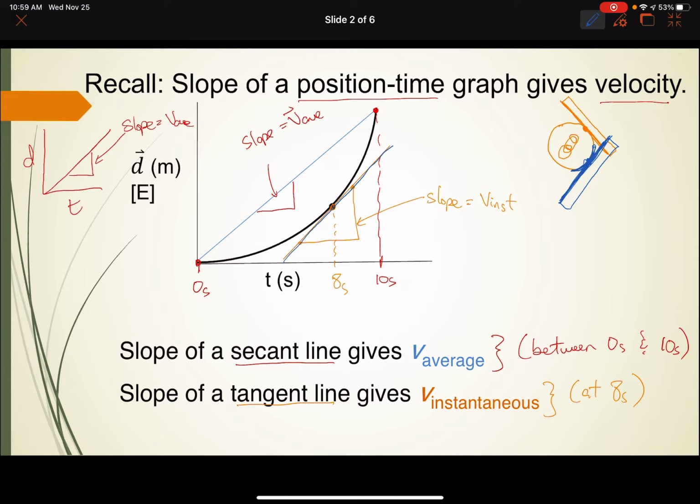Okay, so that's how we draw a tangent line. You can choose any single point. I've drawn two different ones here, but it can be any single point. It's just going to touch at that one point. The slope of that line gives instantaneous velocity, as opposed to the average velocity that the secant line gives.